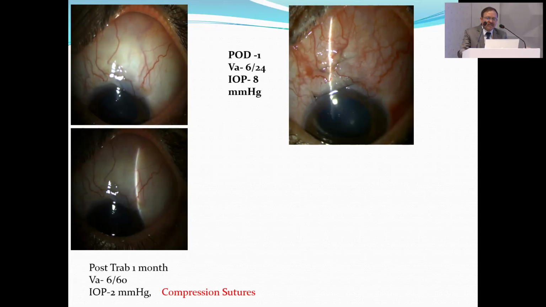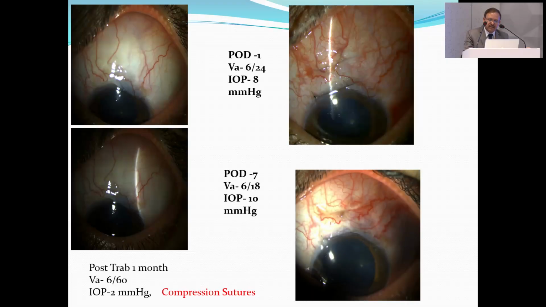So this was a case, a one-eyed patient who presented post-trab, done elsewhere, with low pressures, and we did a compression suture for this patient. Ultimately, this patient settled with compression sutures only.